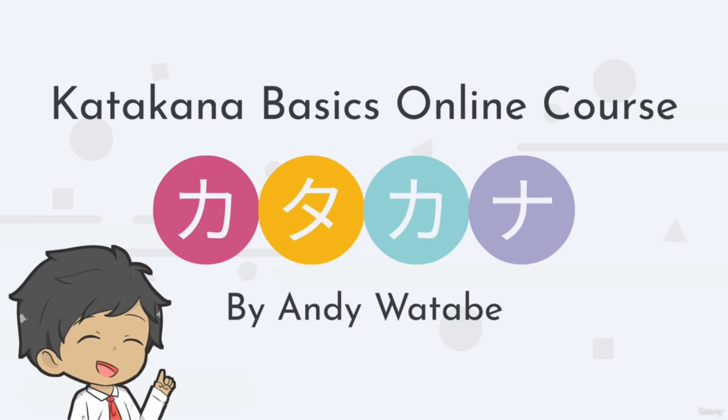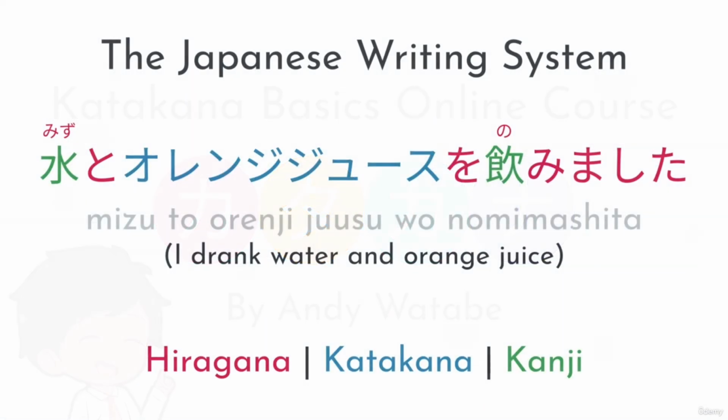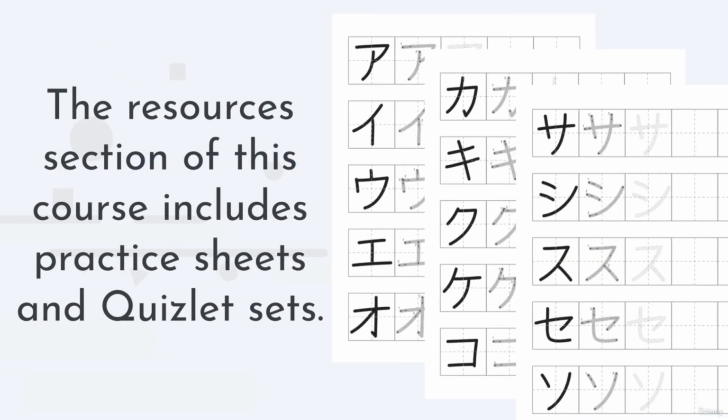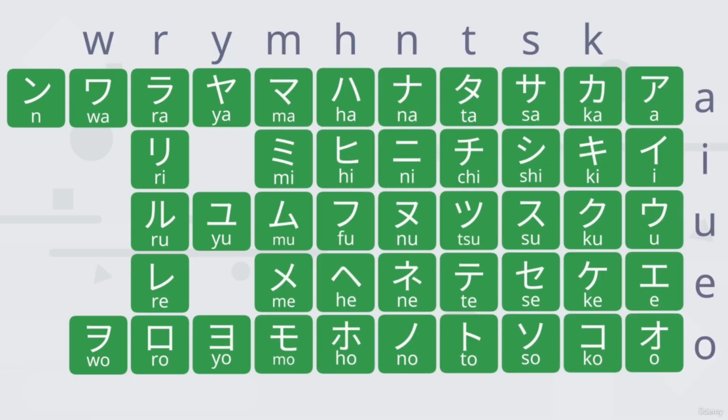My name is Andy, and in this course, you'll learn how to read words written in katakana. Katakana is one of the 3 alphabets in the Japanese writing system. Most people start by learning hiragana, katakana, then kanji. So if you haven't learned hiragana yet, I highly suggest you check out my hiragana course before taking this one. Katakana follows the same pronunciation pattern as hiragana, and it follows most of the same rules.